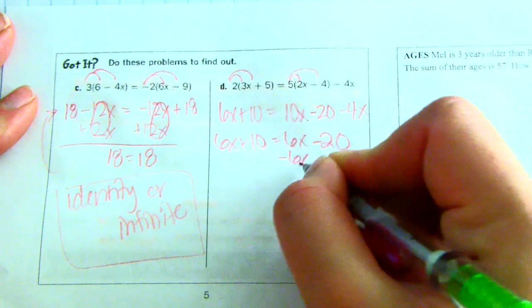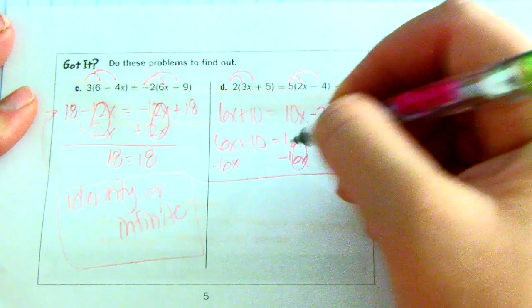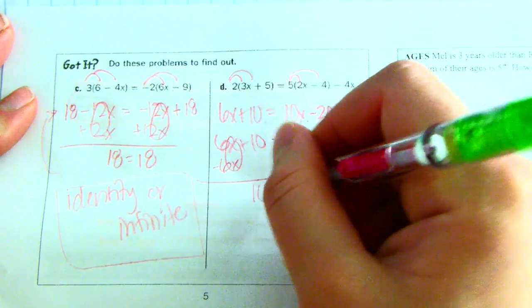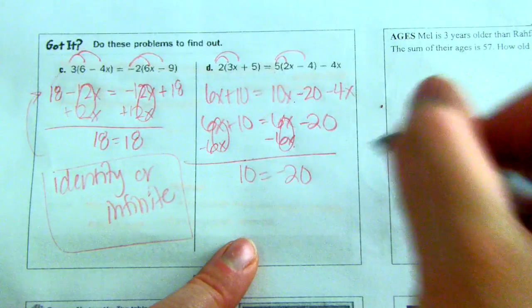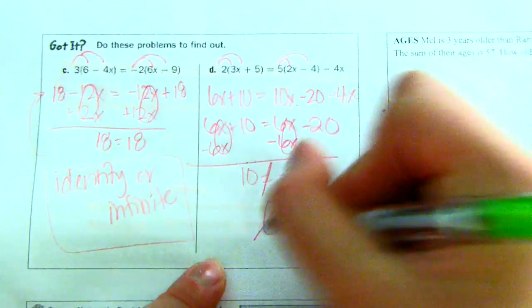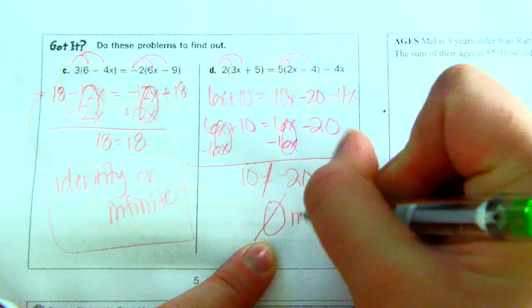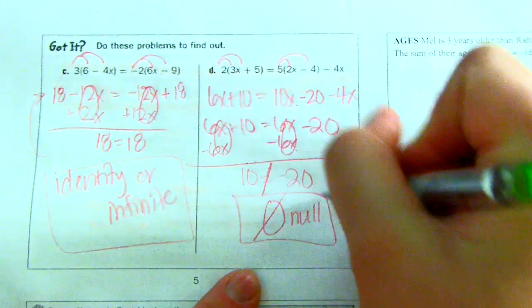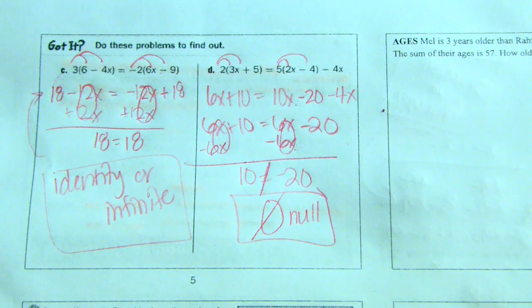So now I need to get all the x's over here. If I subtract 6x from both sides, I end up with 0 x's, and I end up with 10 equals negative 20. Well, can that ever be true? No, so I put a not equal sign through here. I can put a 0 with a slash through it, meaning empty set, or I could write null. So those are the two things that would be acceptable in the box.